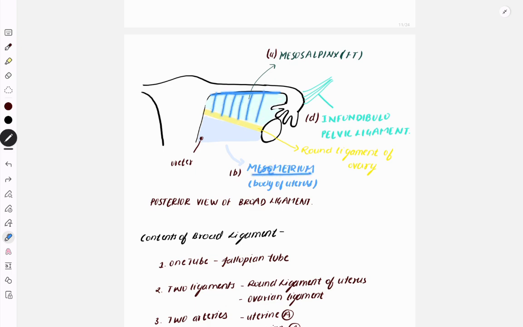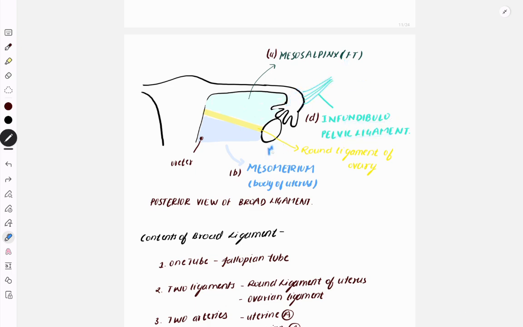The second part is mesometrium. Mesometrium is the one which is related to the body of the uterus. This will be extending towards the lateral wall of pelvis as well. And the third part is infundibulopelvic ligament, which will be starting from the infundibulum of the fallopian tube and it will be going towards the lateral pelvic wall, and therefore it is called as infundibulopelvic ligament.